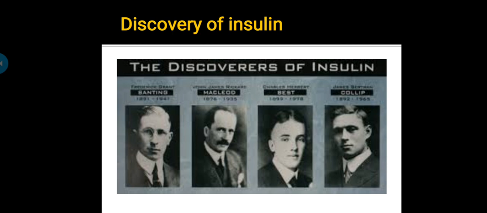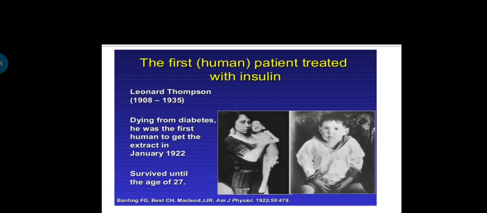In 1921 they made the discovery that pancreatic extract can prolong the lifespan of a diabetic dog, and in 1922 itself they injected that pancreatic extract, or insulin, into a human. His name was Leonard Thompson. He was a type 1 diabetic patient, only 14 years of age when he was given that insulin.